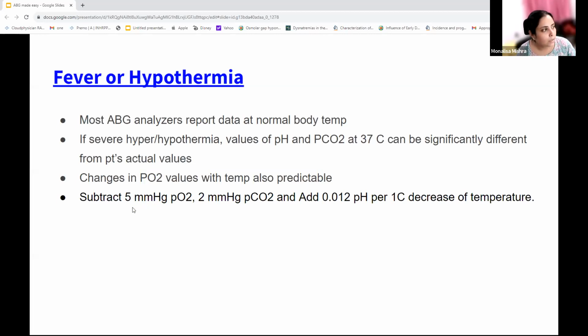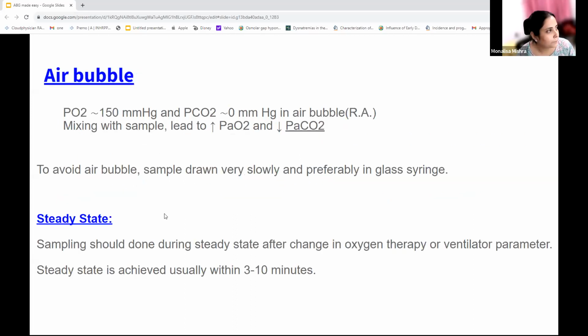How do you find out? So for every 1 degree decrease in temperature, you subtract 5 millimeters of mercury of PO2 and 2 millimeters of CO2, and add 0.012 pH. So this is a usual calculation. It's a rough calculation of how you actually find out the temperature difference on the ABG.